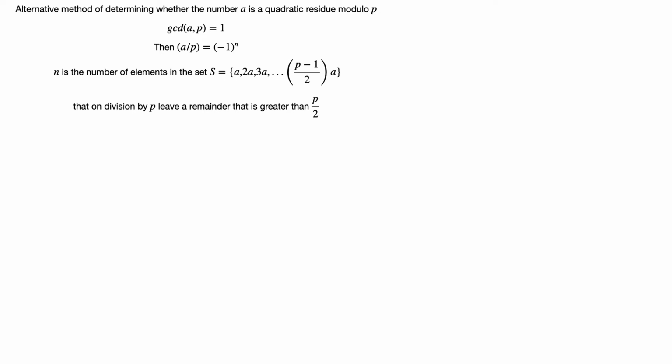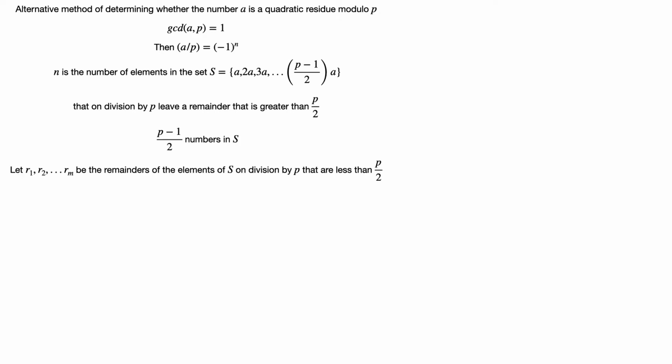Transiting to our proof, we first create the required notation to ease communication on the topic. Of the (p-1)/2 remainders, let r1, r2, all the way up to rm be the remainders of the elements of S on division by p that are less than p/2, while s1, s2, all the way up to sn are the remainders of the elements of S on division by p that are greater than p/2. It is important to know that none of the elements in S are multiples of p.